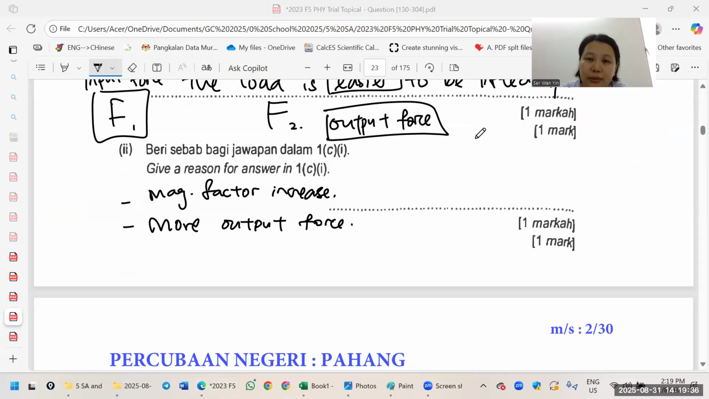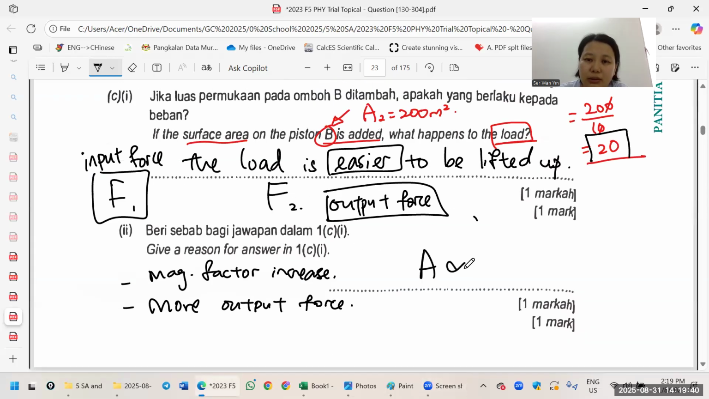Surface area is directly proportional to force. Directly proportional to force. I think you can. Yes, you can say that, because it's the factor in physics. Yes, can.